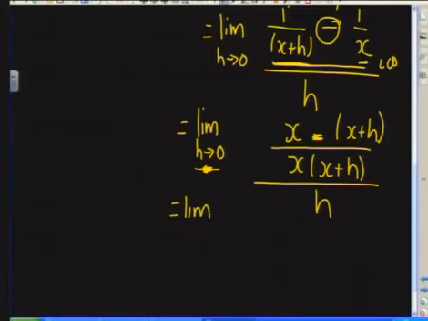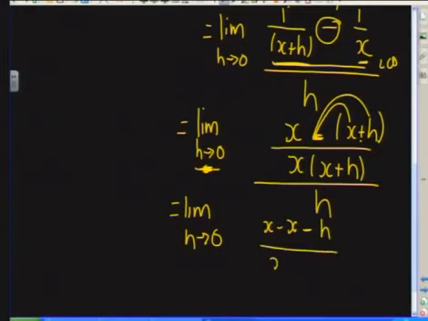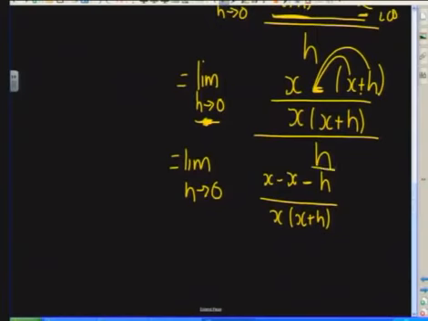All right, let's simplify a little bit further. So in the numerator, I now get x minus x, because I'm timesing the minus into the bracket. So negative times a positive is going to give me a negative h, all over x times x plus h. And what I'm going to show you here is I can also add in the h from the very bottom. I can put it here next to the whole denominator.